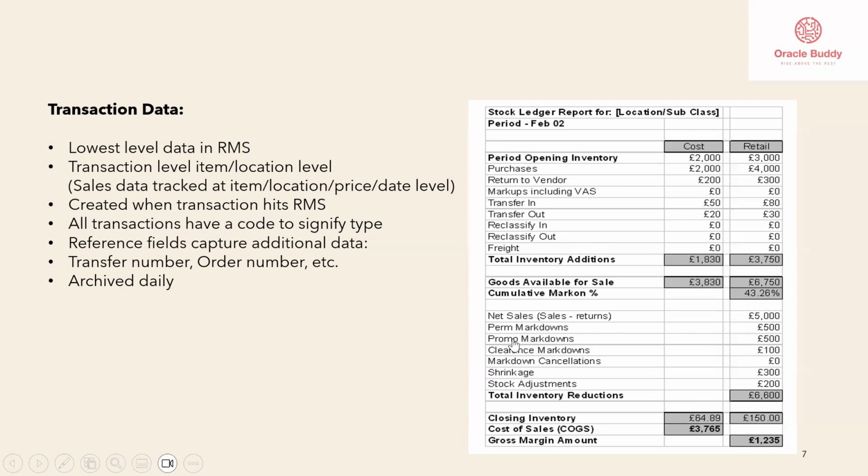And then there will be markdown cancellations. These are all at the retail level, not at the cost level. And then the closing inventory will be calculated like this. So cost of sales and all those will be calculated, and this is the final cost and retail gross margin amount.